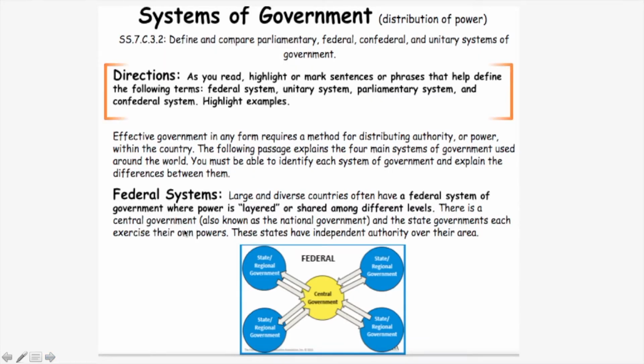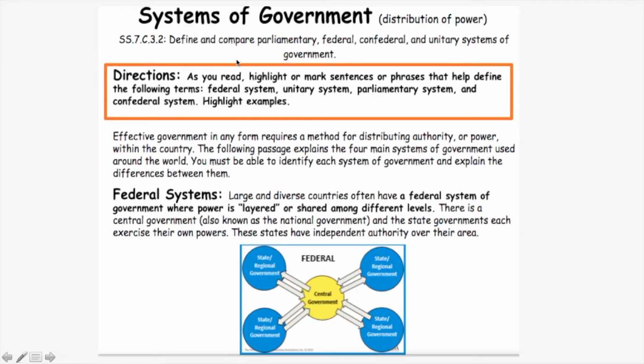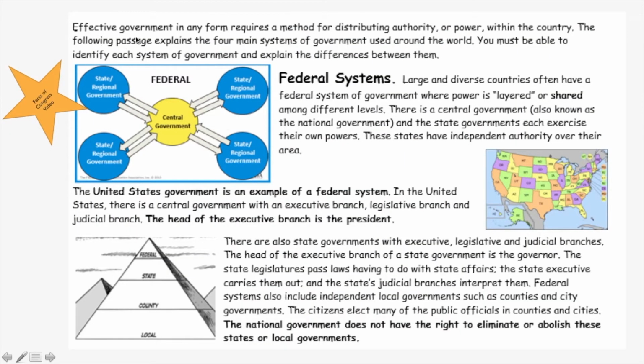Okay, the directions for my online kiddos. It says, as you read, highlight or mark sentences or phrases that help define the following terms: federal system, unitary system, parliamentary system, and confederal system, and highlight examples. Let's go to the next slide and I'll start reading.